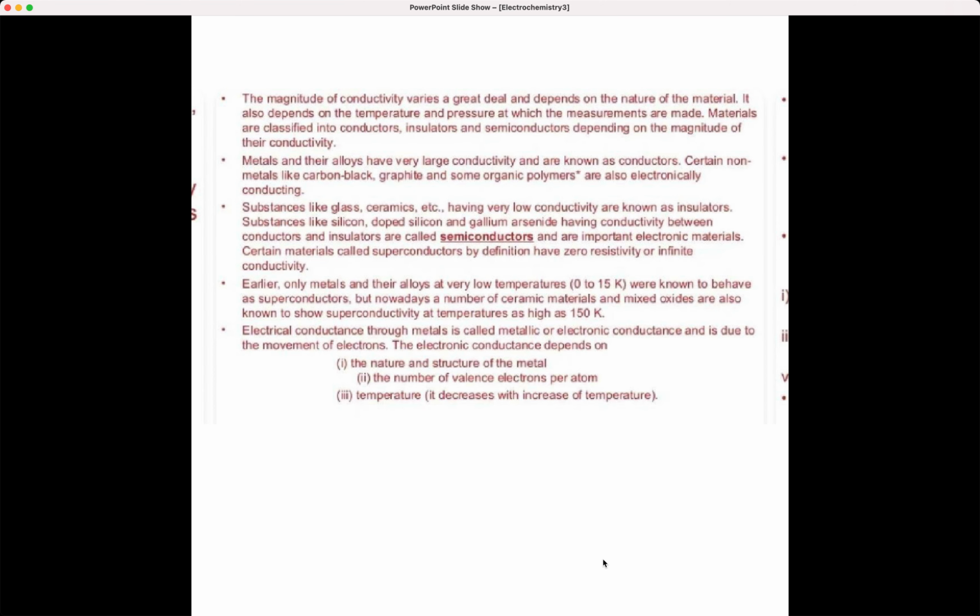Okay, now we will be moving on to the next topic of electrochemistry. So already we discussed the magnitude of conductivity, its variation, that it depends on the nature of the material, and mainly it depends on the temperature and pressure at which the measurements are made. And already I said in our last session that materials are classified into conductors, insulators, semiconductors depending on the magnitude of their conductivity, and metals and alloys have very good conductivity, and so they are known as conductors.